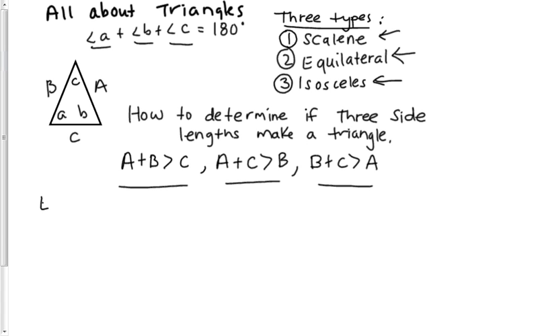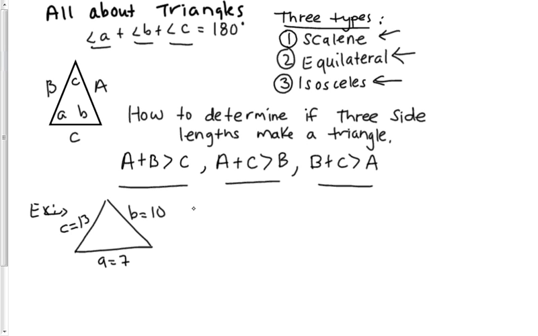So for example, if we have this triangle right here, I'm going to say this is side A, and that's 7. I'm going to say this is side B, and this is 10. And then this is side C, and this is 13. To determine if this is actually a possible triangle, we're going to use the three formulas up here. We're going to substitute them in and see if they're true.